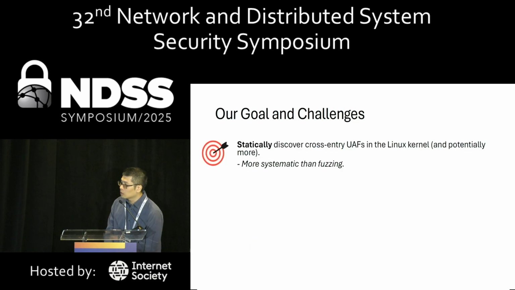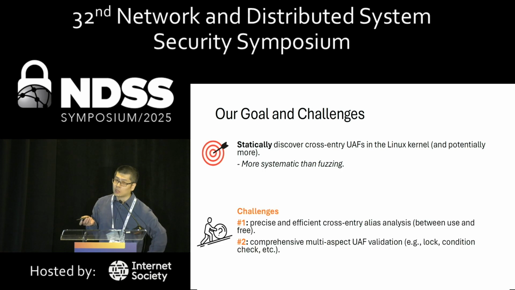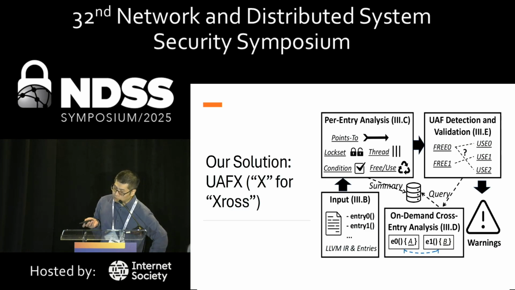Okay, so in this work, our goal is to develop a static analyzer which is capable of discovering such complex cross-entry UAF issues. We prefer this static method over random fuzzing because it's more systematic. And as aforementioned, we need to tackle two major technical challenges. First, we need a way to precisely and efficiently identify such cross-entry alias relationships. And the second challenge is that we need to comprehensively take into account multiple code aspects to validate the UAF. Okay, so our solution is called UAFX, and X here stands for cross.